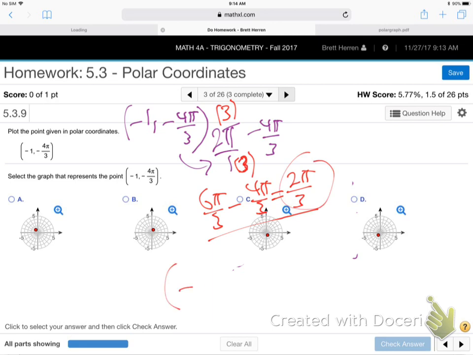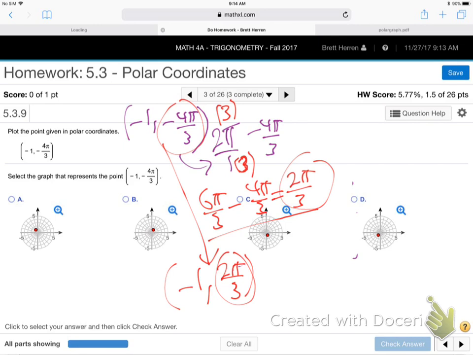So basically this is the same as saying negative 1 comma 2 pi over 3. Does that make sense how I've changed the question? It's another way to say the same location, isn't it? Because positive 2 pi over 3 is the same cannon-facing direction as negative 4 pi over 3, isn't it?